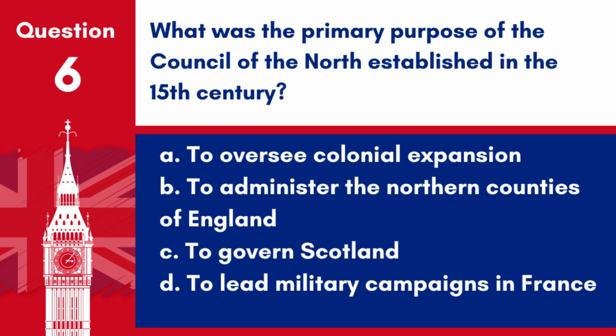Question 6. What was the primary purpose of the Council of the North established in the 15th century? A. To oversee colonial expansion, B. To administer the northern counties of England, C. To govern Scotland, D. To lead military campaigns in France. Answer: B. To administer the northern counties of England. The Council of the North was established in the 15th century primarily to administer the northern counties of England.